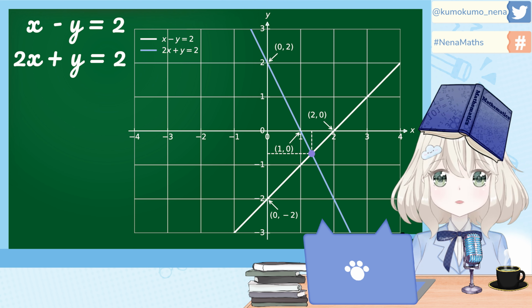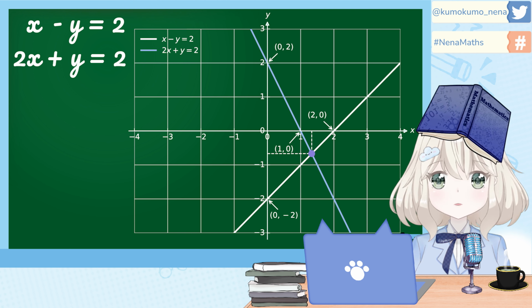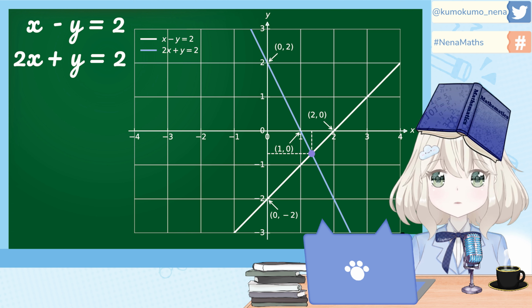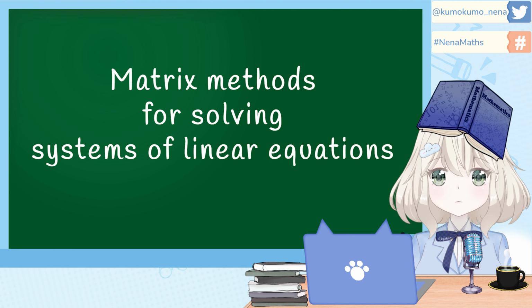If the solutions are integers, they should be fine. But if the solutions are decimals, it will be very difficult to get accurate answers. Also, we can only use this method to solve simultaneous equations in two variables. It's easy for us to draw a 2D diagram, but it will be hard for us to draw a graph in a higher dimension. Now we will look into two methods involving matrices.